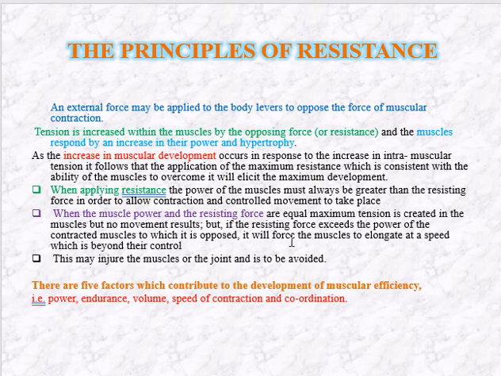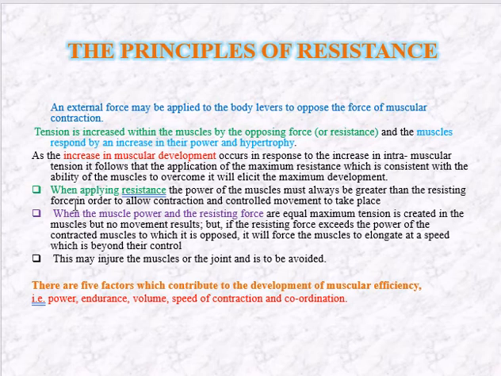When the muscle power and resisting force are equal, maximum tension is created in the muscles but no movement results. But if the resisting force exceeds the power of the contracting muscle to which it is opposed, it will force the muscle to elongate at a speed which is beyond its control. This may injure the muscles or the joint and is to be avoided.